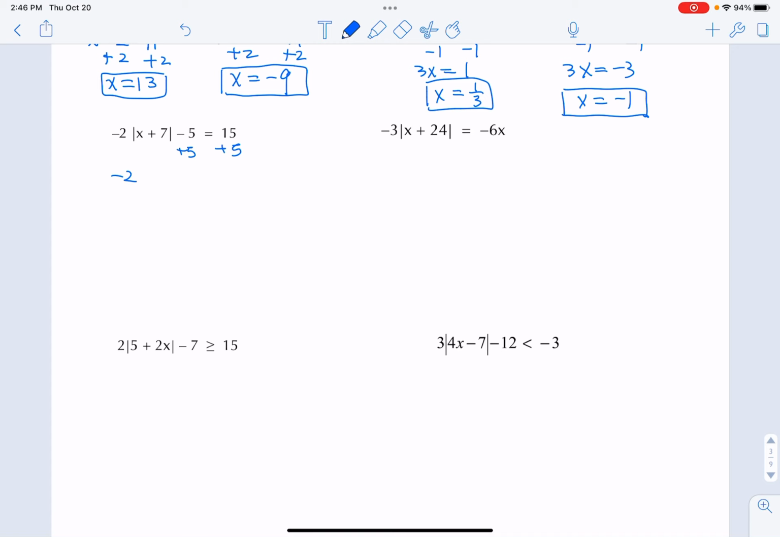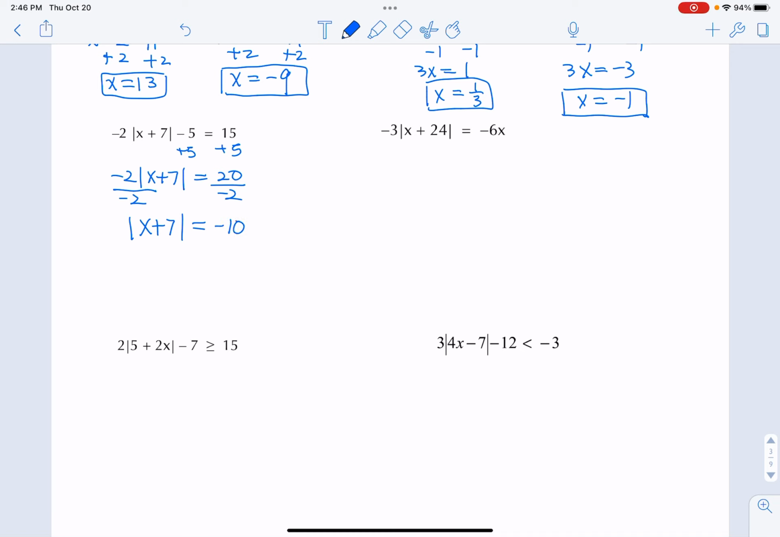So negative 2 absolute value of x plus 7 equal to 20. And then divide by negative 2 on both sides. Remember, you have to isolate the absolute value on one side and all numbers on the other side. In that way, you can set up two equations. So absolute value of x plus 7 is isolated on the left side, and the other side is negative 10.